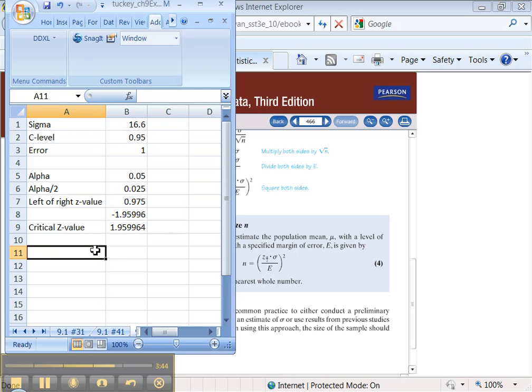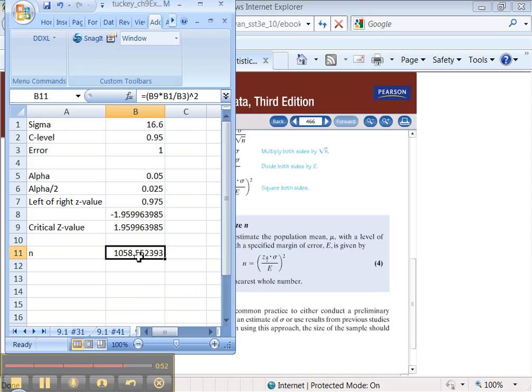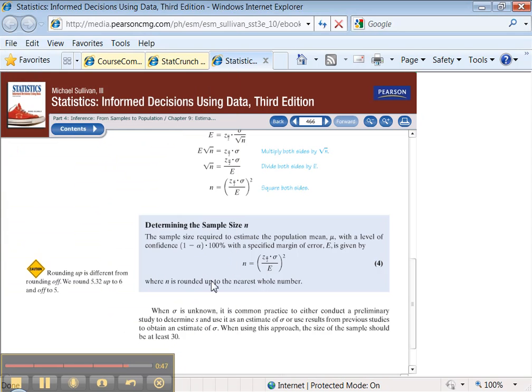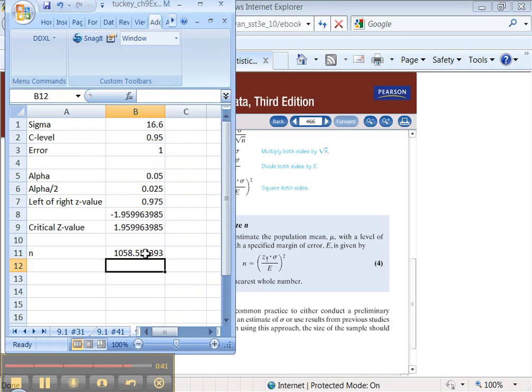So then we need N. N is equal to this critical value, the positive one, times sigma, 16.6, divided by the error, which was 1. Sneaky, but it was there. Look for the word within. All to the 2 power. There you go. Now, unfortunately, we can never have 0.55 of a person. This is how many people you've got to go question. So we must always round up, always. Even if this had been like 105.1, you would still round it up to N equals 1059.